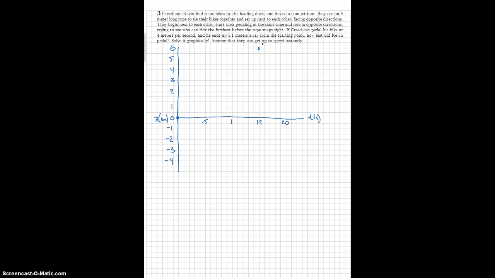That's probably longer than the whole thing's going to take, but I'm going to use it to draw the line because it's an easy point to use. Okay. So that's Creed's motion. We know that he only goes 5.1 meters. So I can read across the graph here and see that this is the time where the rope snaps tight.